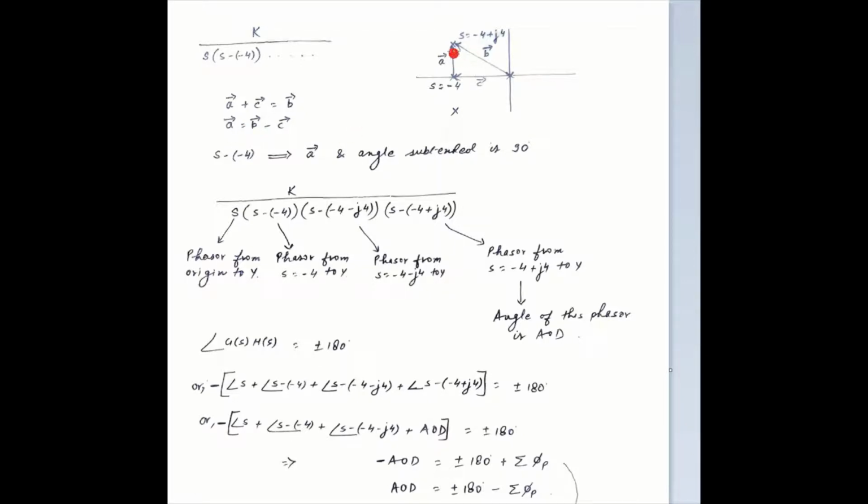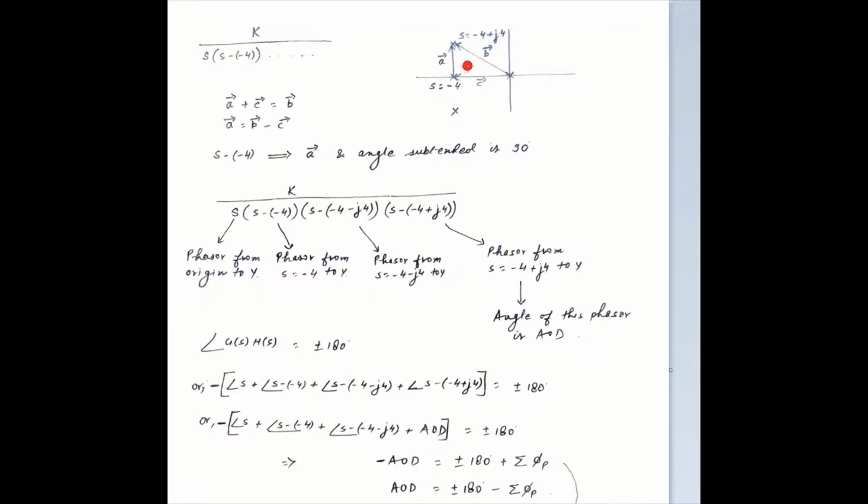So we can see that this resultant phasor which we are actually getting, the meaning of s minus of minus 4 is actually the resultant phasor, phasor A. Because this is a phasor, this phasor A has some magnitude and some angle which is subtended by that phasor from the horizontal axis.